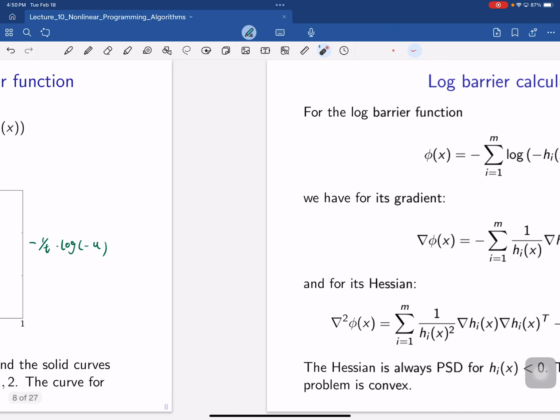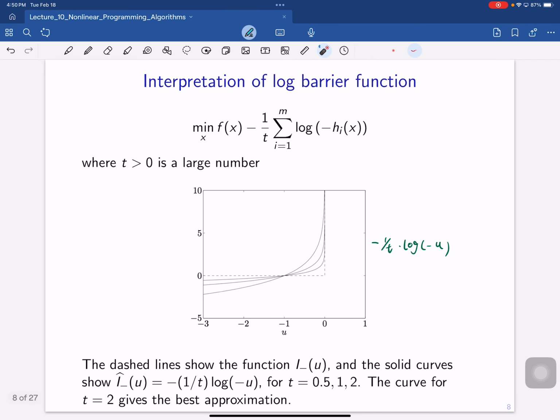In this case, it doesn't really matter what type of logarithm you use, right? Because it will only be off by some sort of constant. You can always increase the t. Gotcha. Yeah, usually people use natural log.